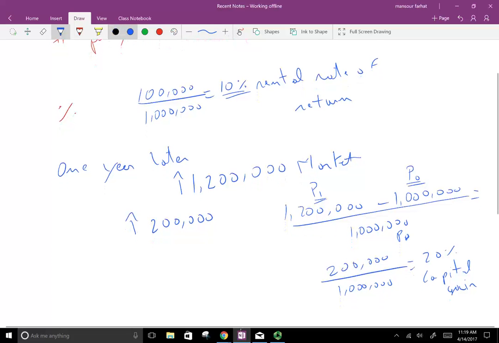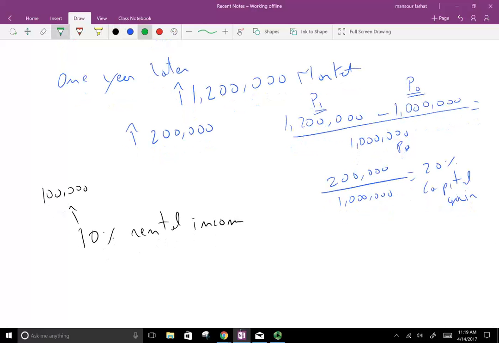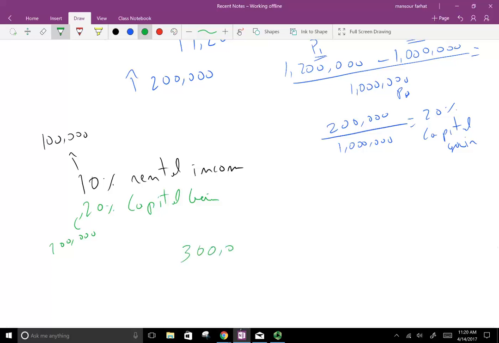And also remember, you made a 10% return on the rental income, or $100,000 for our purposes, and you earned 20% on the capital gain, or $200,000. So if you ask me, what is your total return? Your total return is really $300,000, and on an investment of $1 million, percentage-wise, your total return is 30%. That's your total return.